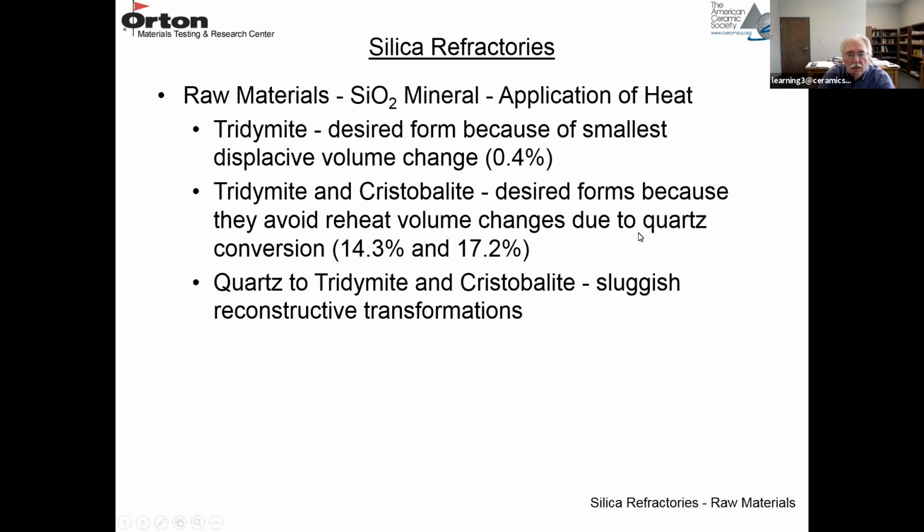So a well-made silica refractory does not contain quartz anymore if it's heat treated properly. So you've avoided these large reconstructive phase transformations of 14.3 and 17.2%. Of course, the tridymite and cristobalite is a sluggish reconstructive transformation. So the heat treatment takes place over a long time to make that conversion to tridymite and cristobalite.